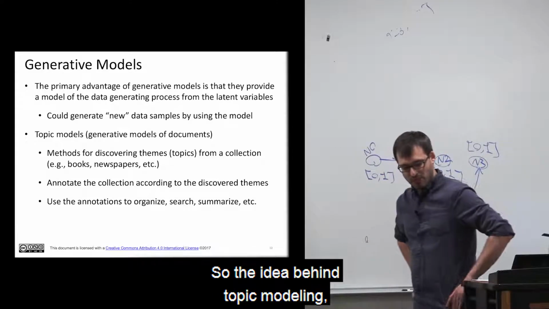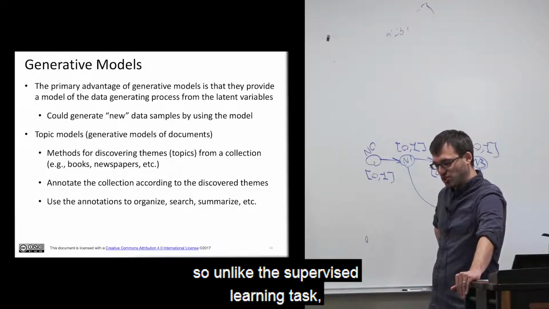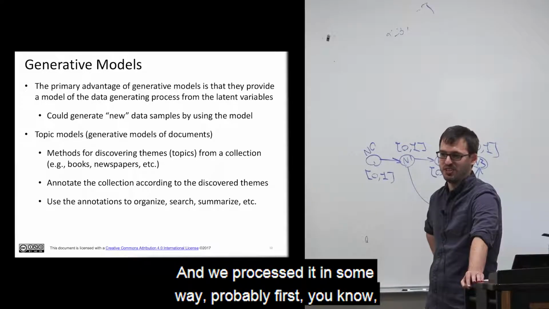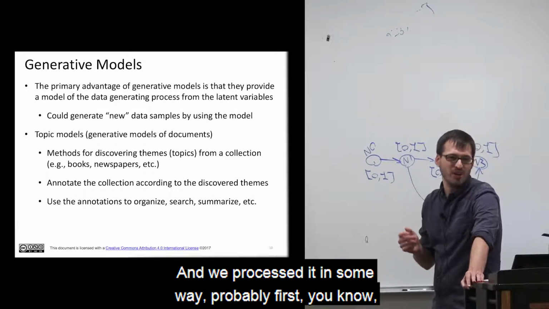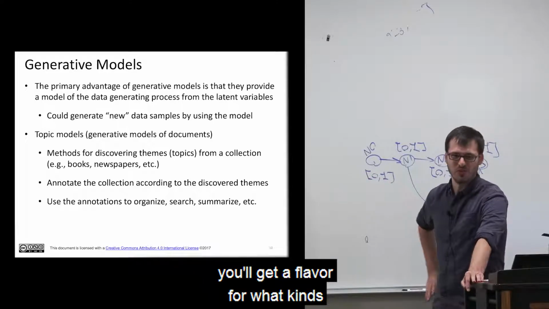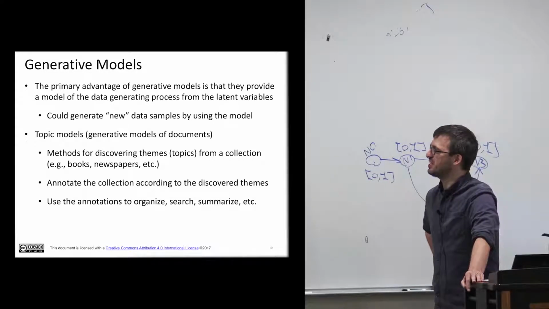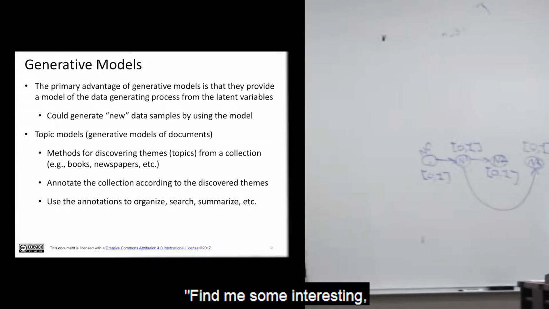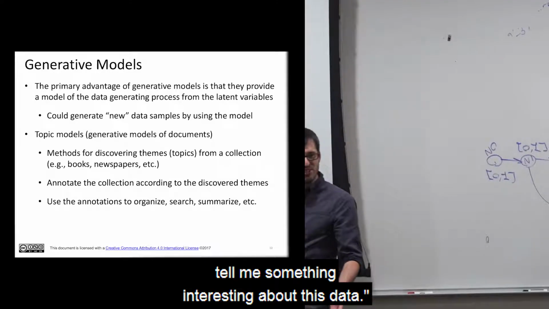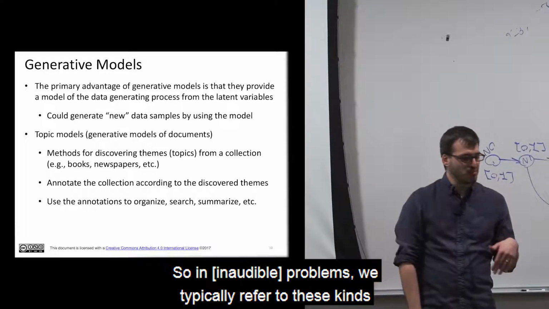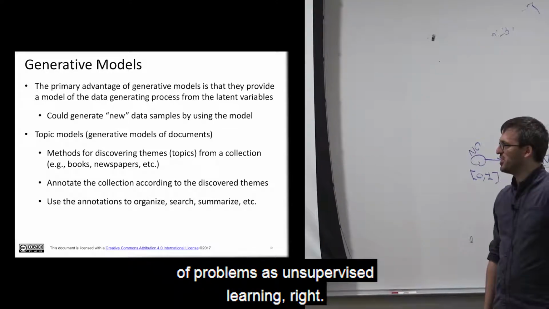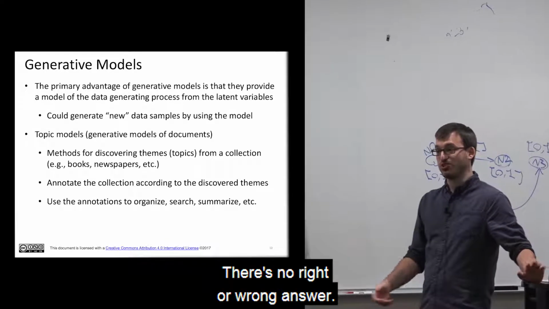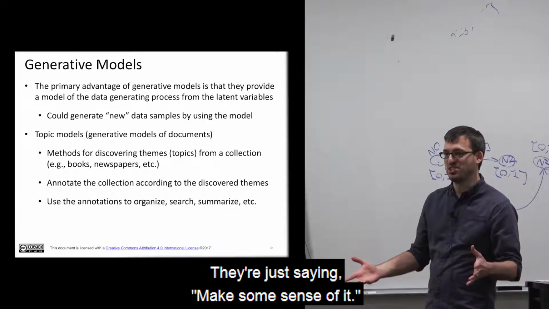So the idea behind topic modeling, unlike a supervised learning task, is that someone just gives us a big chunk of raw data. We've processed it in some way, probably first. You'll get a flavor for what kinds of pre-processing we're doing in a second. But the idea is someone just gives us a chunk of data and says, tell me something interesting about this data. Right? So in machine learning parlance, we typically refer to these kinds of problems as unsupervised learning. Someone hands you some data. There's no right or wrong answers. They're just saying, make some sense of it.